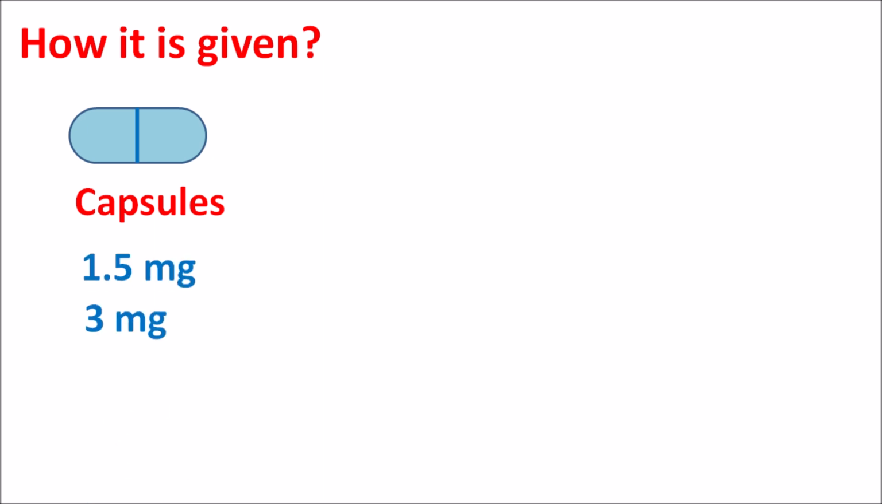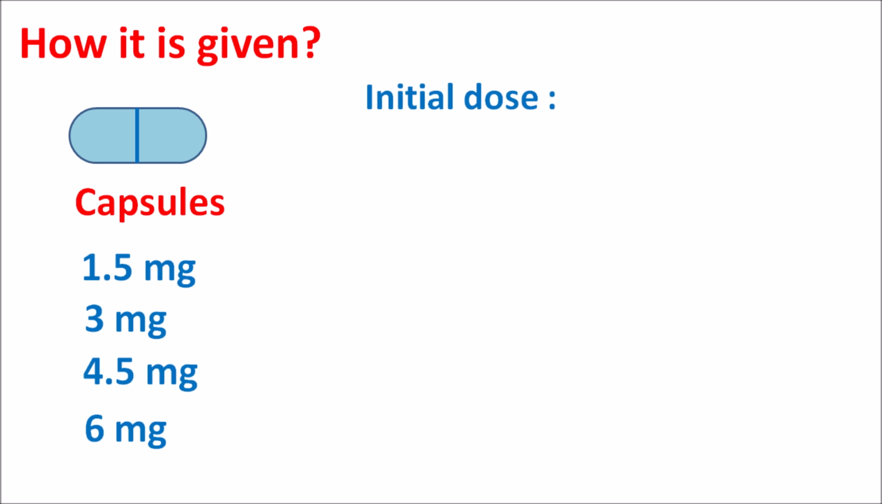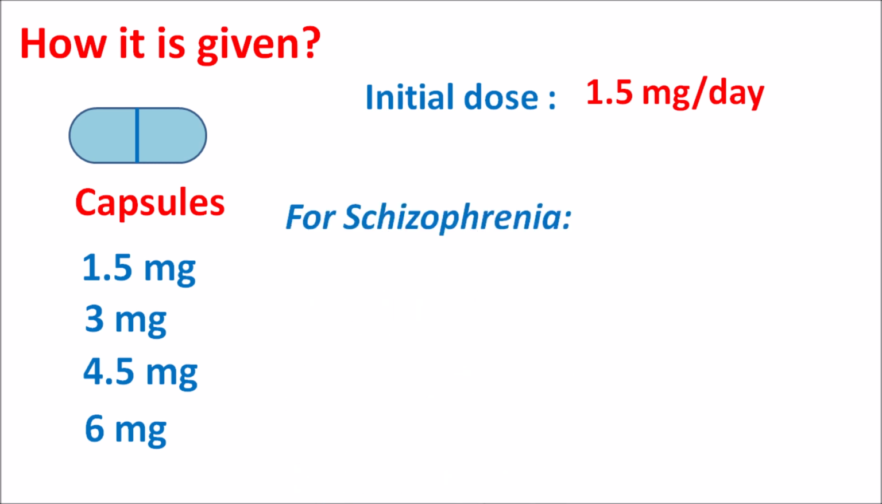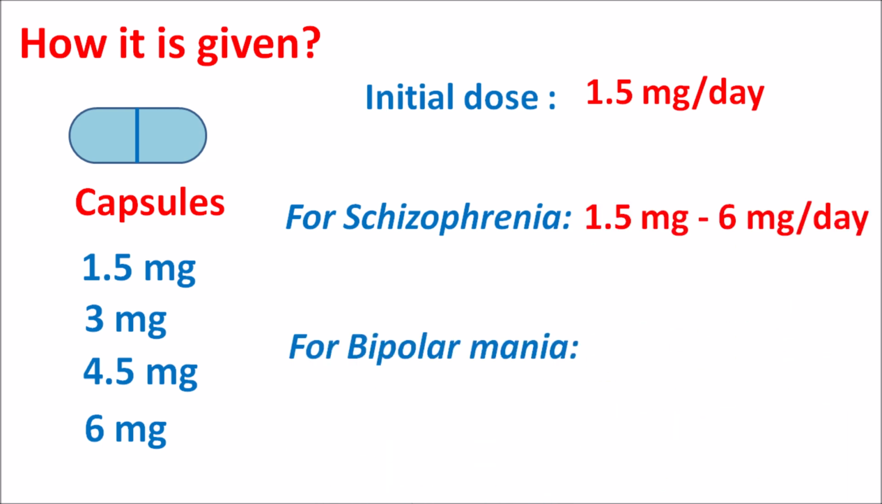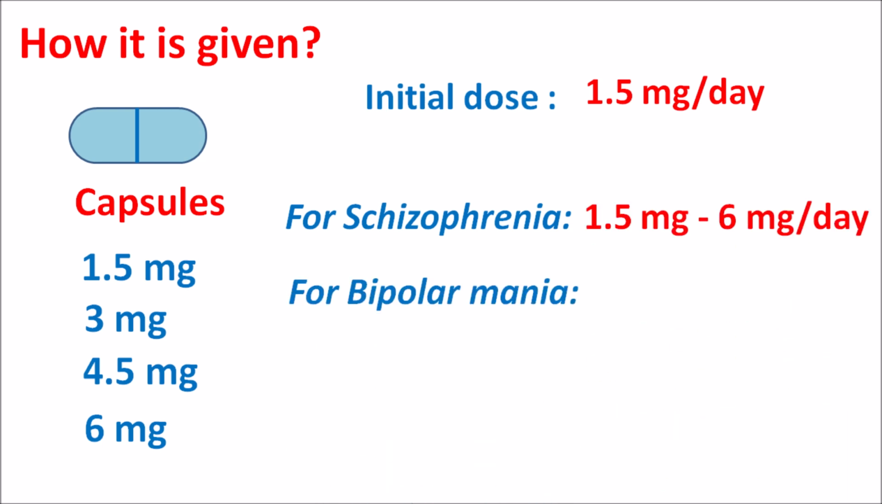How is it given? This drug is available as capsules at strengths of 1.5 mg, 3 mg, 4.5 mg and 6 mg. The initial dose of the drug is given at a rate of 1.5 mg per day, and the maintenance dose depends on the type of clinical indication. For maintenance of schizophrenia, it is given at a dose of 1.5 mg to 6 mg per day. For management of bipolar mania, it is given at a dose strength of 3 mg to 6 mg per day.